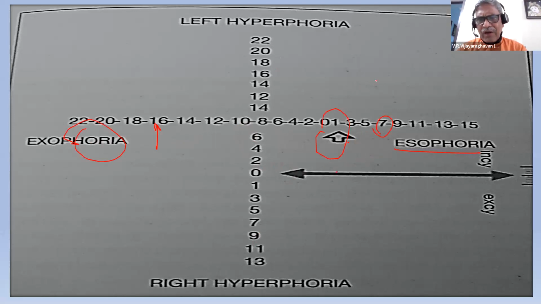Now I told you the arrow has gone up. What will happen now? That means the right eye has not gone up. The left eye is at a high level. I already told you, the left eye hyperphoria. Can you see this? Now the arrow has come down. That means what? Right eye has not come down. Left eye has gone down. So right eye at high level, right hyperphoria. This is the way I tell.